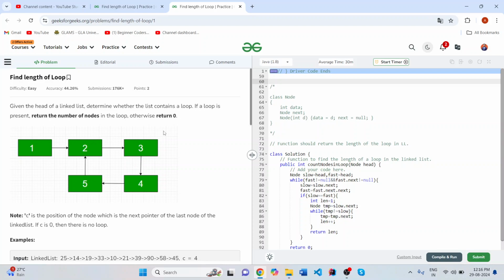Slow pointer and fast pointer. The fast pointer is bound to meet the slow pointer at some point of time. If it does not meet the slow pointer, that means there is no cycle, means the ground is not circular. If it meets, it means there is surely a cycle in the linked list.